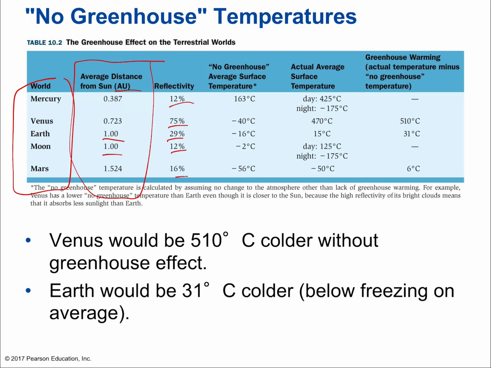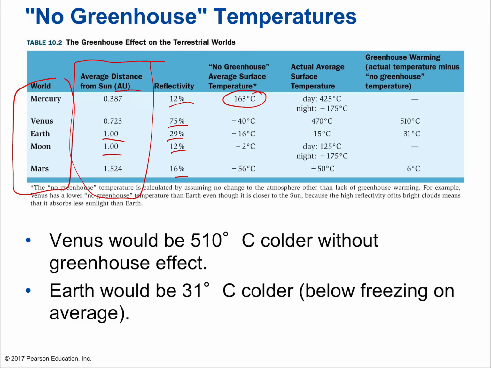And then Mars, okay? So the Earth's reflectivity, that actually surprises me. I thought it was lower than that. Okay, but I guess we have cases of surfaces that are more reflective. And then we have the no greenhouse average surface temperature. Okay, so this would be without an atmosphere. So Mercury would be very hot without an atmosphere because it's close to the sun.